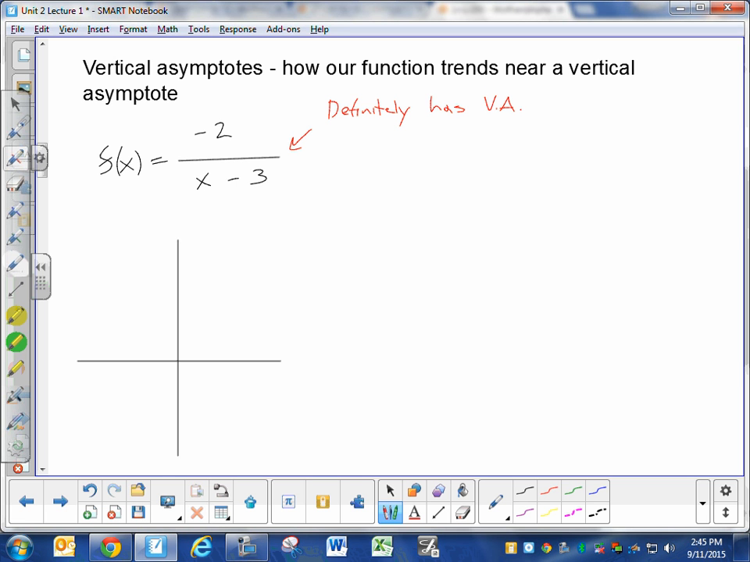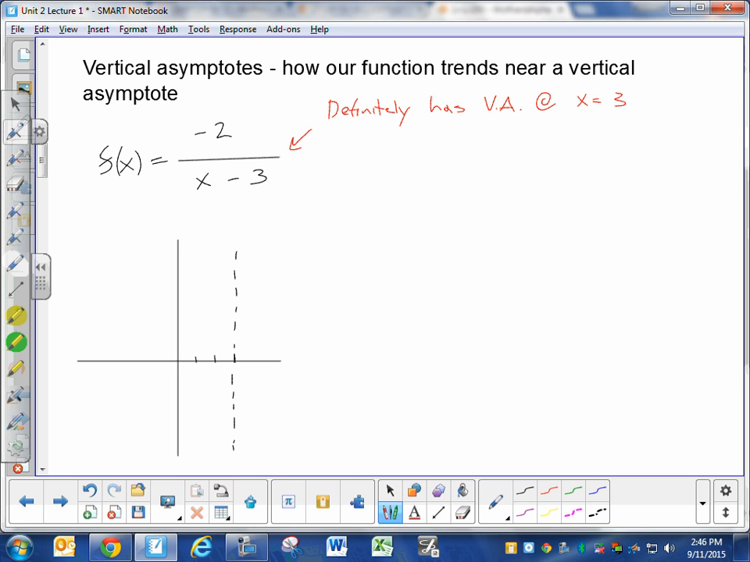And I'll just denote vertical asymptote with a V and then an A. So I can go ahead and sketch the graph of negative 2 over x minus 3. Just draw an imaginary line through x equals 3. Okay, and I definitely know it has a vertical asymptote at x equals 3 because I can't simplify that like I could with those other limits where we had holes.